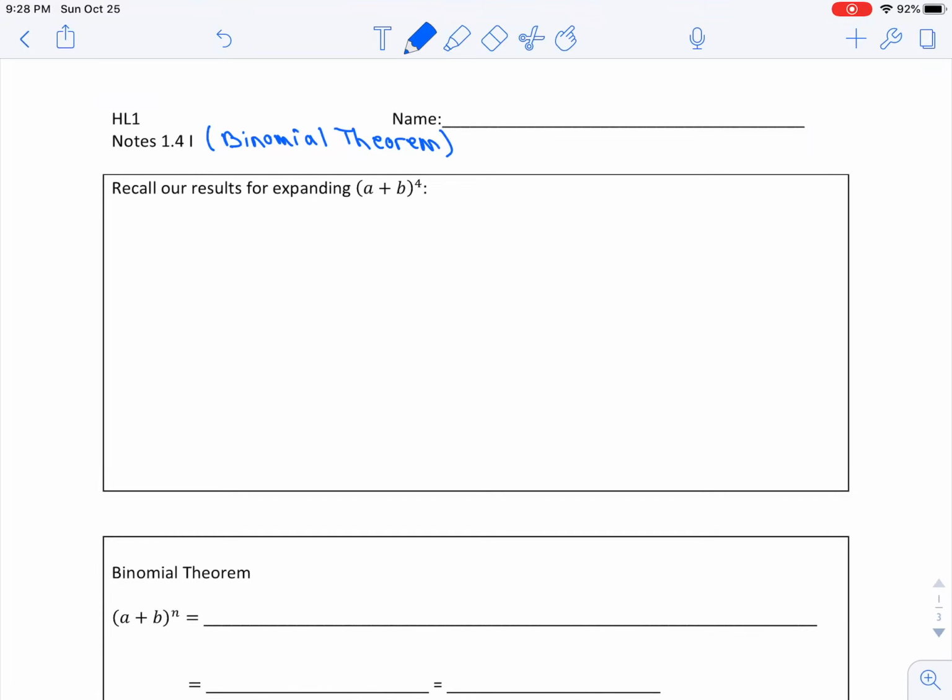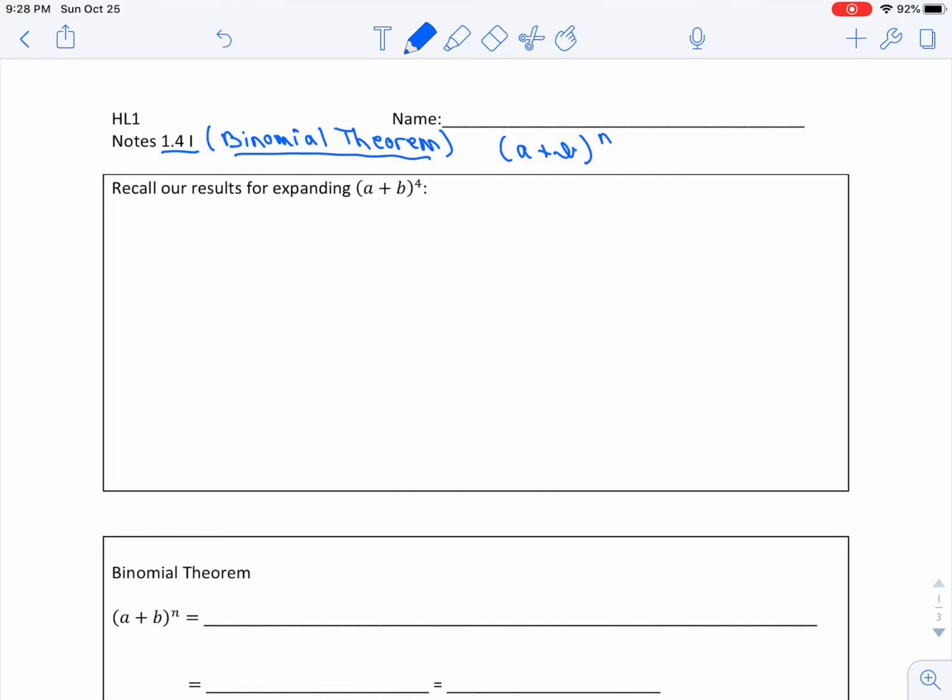In this series of videos, we're going to be looking at notes from section 1.4i, and our topic is the binomial theorem. If you remember from the problems that we did in class, the binomial theorem has to do with taking a binomial, like a plus b, and raising it to a power. We're going to have a variety of problems that are connected to that type of problem.